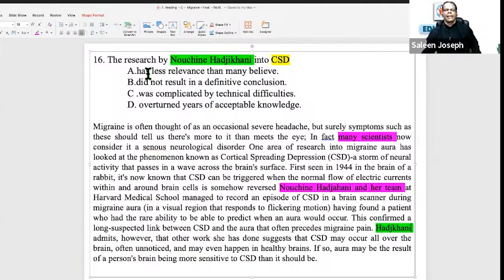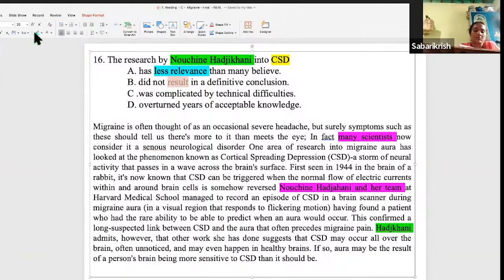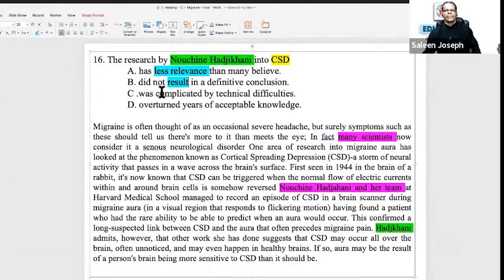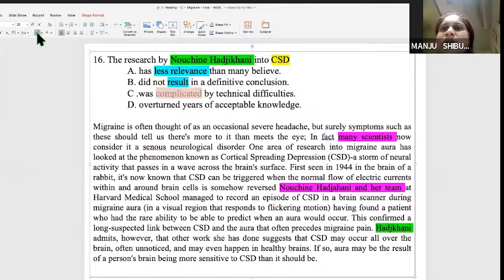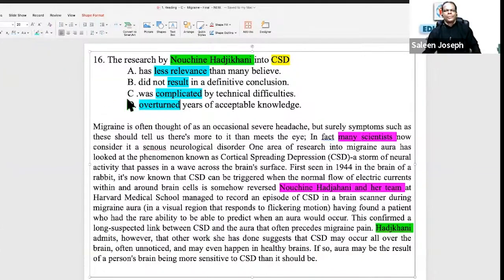Now let us try the hedging words in the answer options. Option A: relevance, less relevance. Whenever there is an adjective, go along with the adjective, like strange. Option B: result. Complicated. Overturned. Now, if there is a name, they will confuse you with this strategy. See here, first they have put many scientists' findings. Then they have put Hajkani and her team. Again, many. And at the last, Hajkani's views come in.